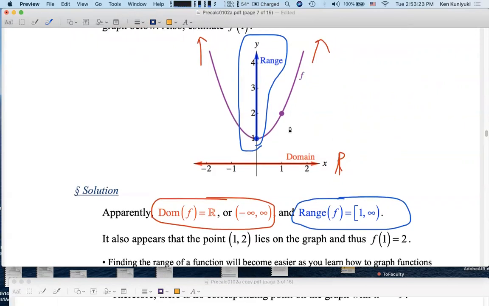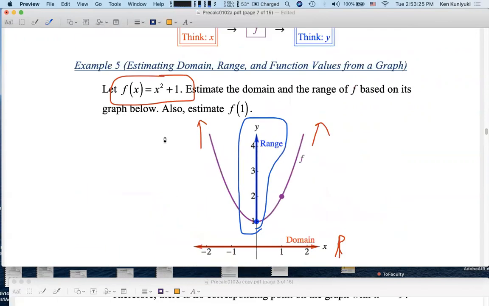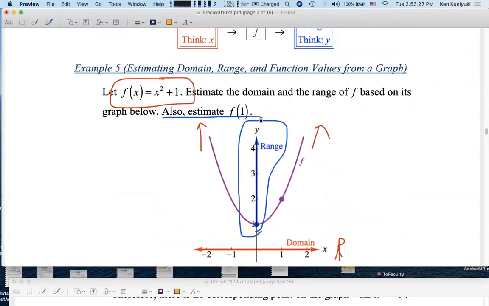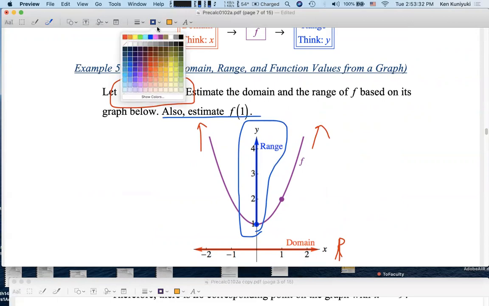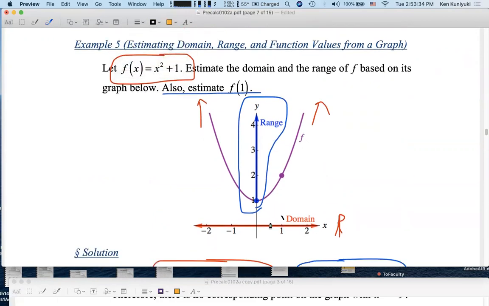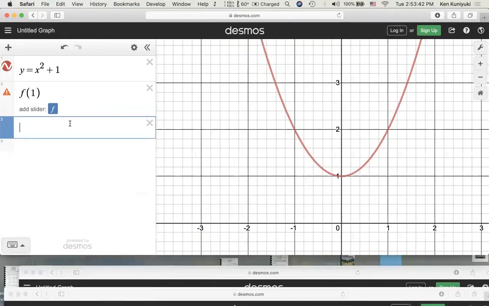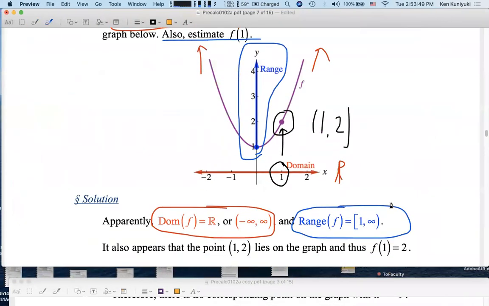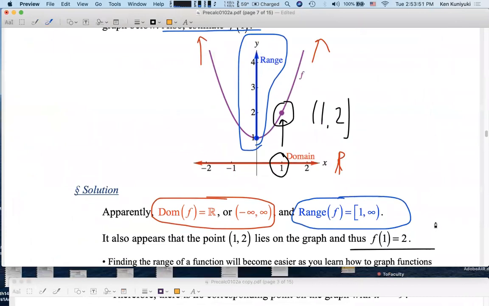And let's estimate f of 1. Well, remember, function values are y-coordinates. So when x equals 1, what's the corresponding y-coordinate? This is the point (1, 2). Okay, on Desmos, here's the point (1, 2). It's on the graph. When x is 1, y has to be 2 on the graph. We estimate f of 1 equals 2.